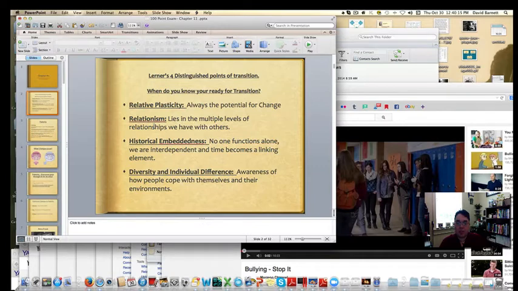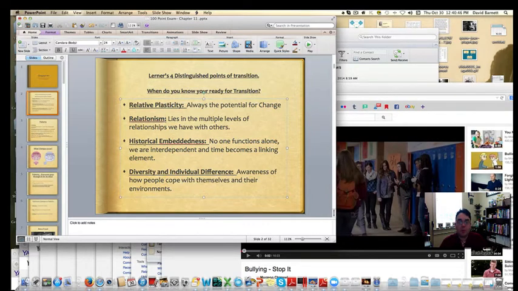Relationism lies in the multiple levels of relationships we have with others, realizing that some of our choices may affect the relationships that are around us. So think of that in terms of relationism, relationships. We make choices sometimes based on what's best for our children. Smoking example again, sometimes people get to the point that, oh wait, I'm smoking around my child, I shouldn't be doing that. That's bad for their health. They're at that point: I need to transition and be a better parent. I need to do better, make better choices.